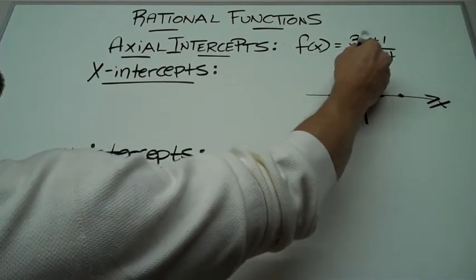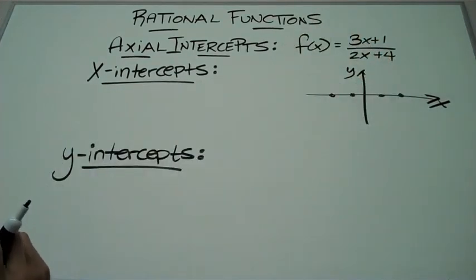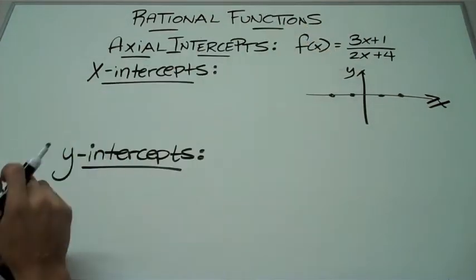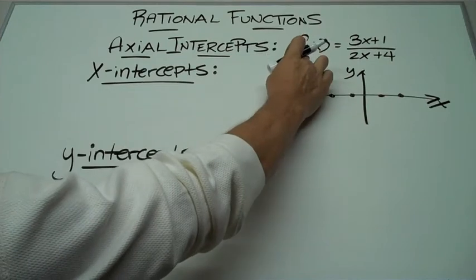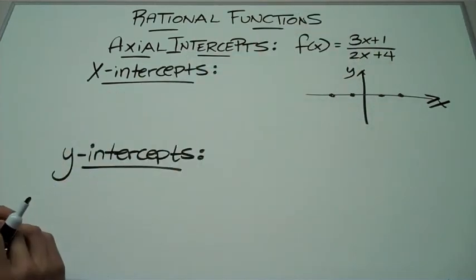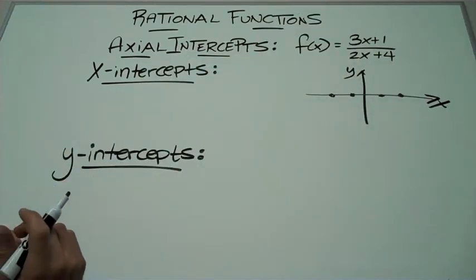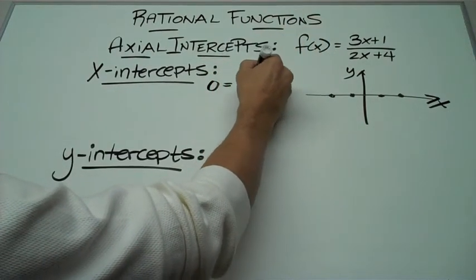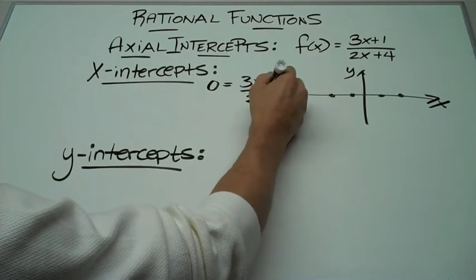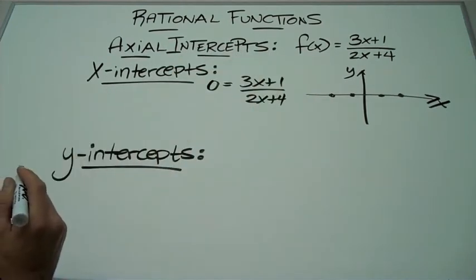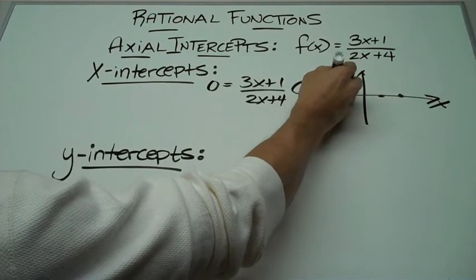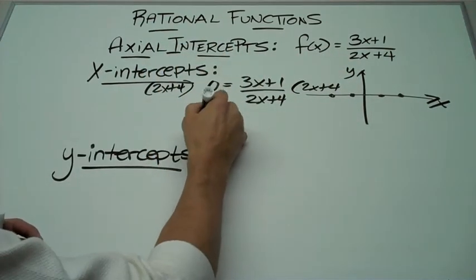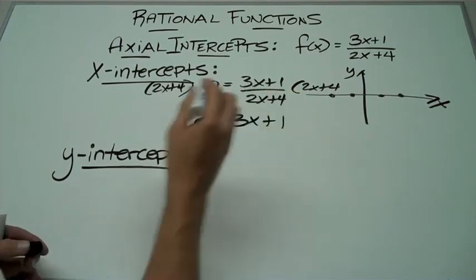If I have x versus y, I want to find those intercepts. How do I do that? Well, to find x-intercepts, I put a 0 in for y. So if this is our function, f of x equals 3x plus 1 divided by 2x plus 4, I have to put a 0 in for y. So if 0 equals 3x plus 1 divided by 2x plus 4, I can multiply both sides by 2x plus 4, and of course that will leave me with 0 equals 3x plus 1.